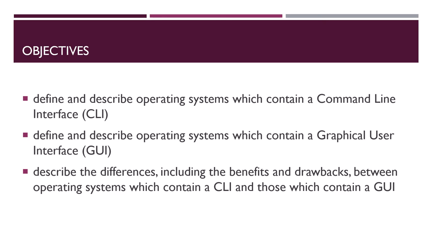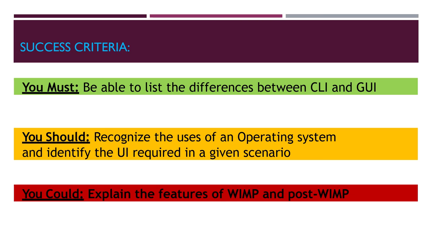The objectives from the syllabus that we need to cover under this section are how to define and describe operating systems which contain a CLI, or command line interface. We will get more into this. Also, we will describe those operating systems which contain a GUI, which is the other type of operating system interface, and we will then describe the differences, including the benefits and the drawbacks, between using operating systems which contain CLI and those which contain GUI. So, we are going to do some sort of a comparison and contrast.